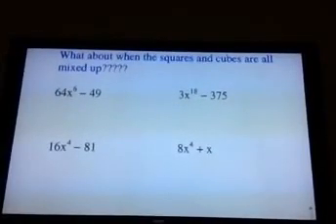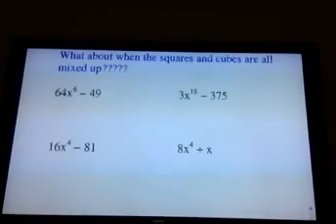So, what happens when all your squares and your cubes, your two-term polynomials, are all mixed together? How do you approach it? Because that's how you're going to see it on your worksheet. That's how you're going to see it on your assessment. So let's talk about how to approach this.